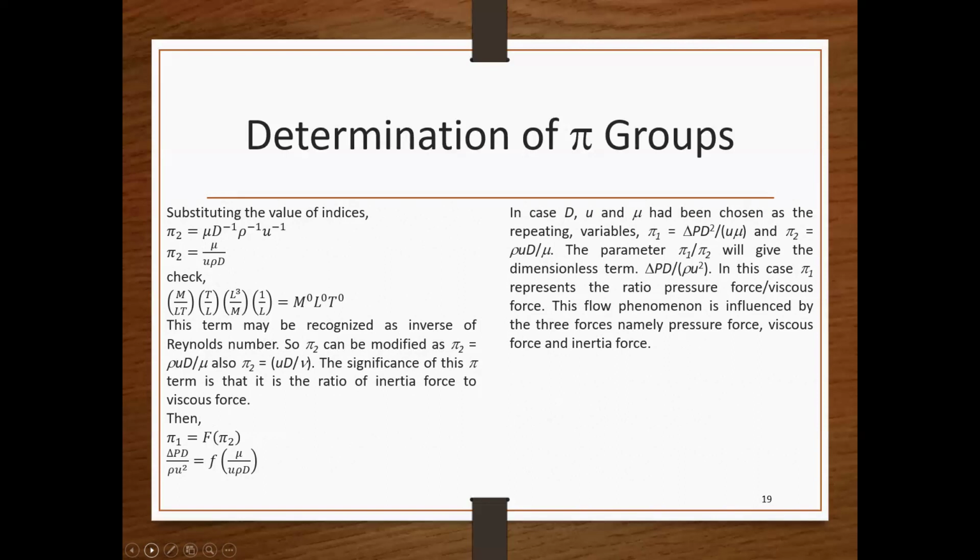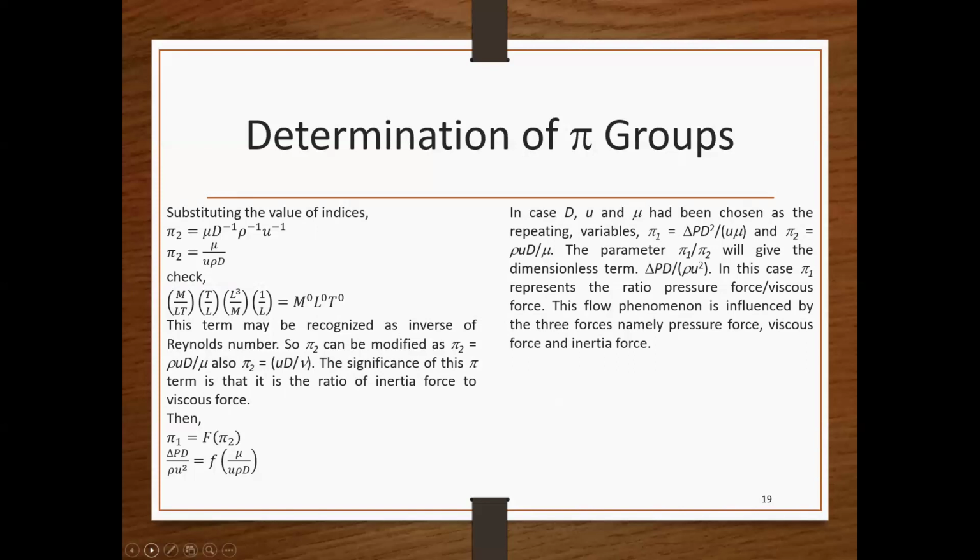So, check. M over LT times T exponent L times L cube over M times 1 over L is M exponent 0, L exponent 0, T exponent 0. So this term may be recognized as the inverse of Reynolds number. So pi 2 can be defined as rho U D over mu. Also, pi 2 is equal to U D over the kinematic viscosity.